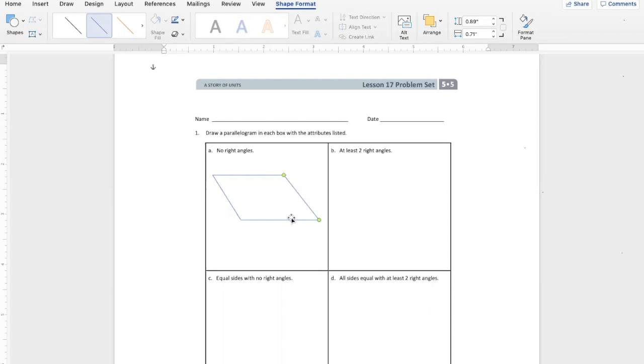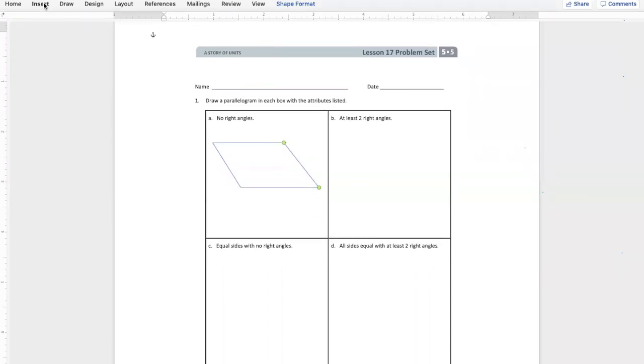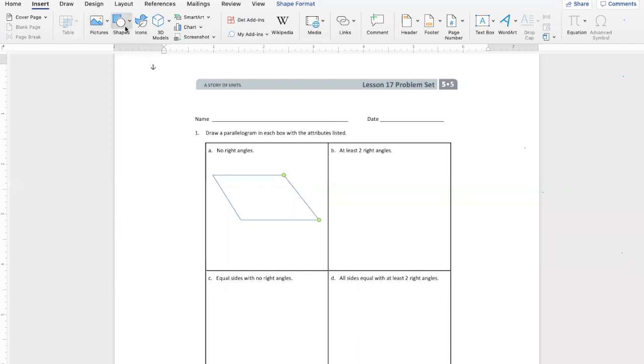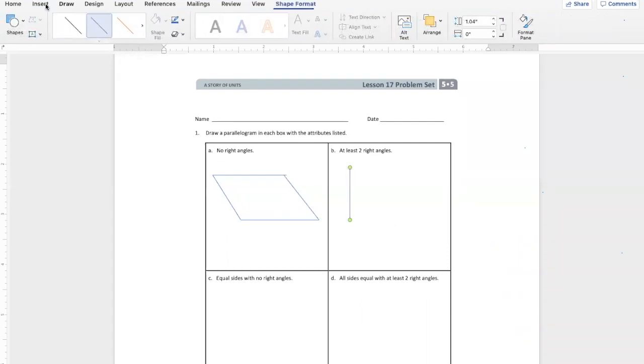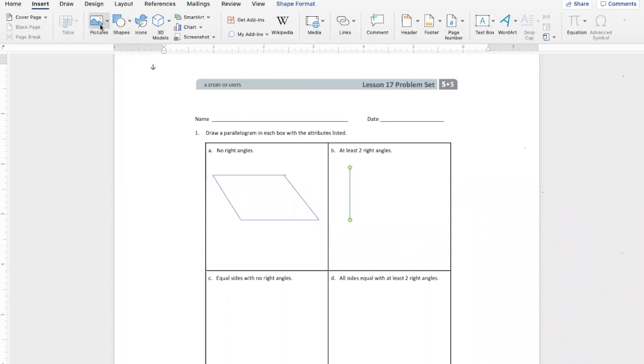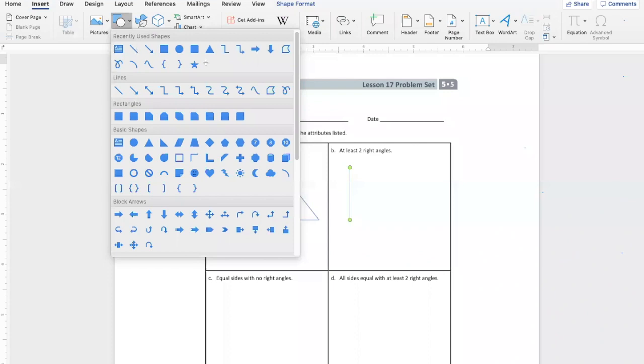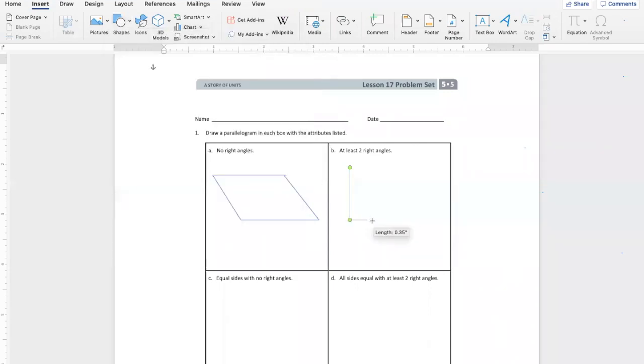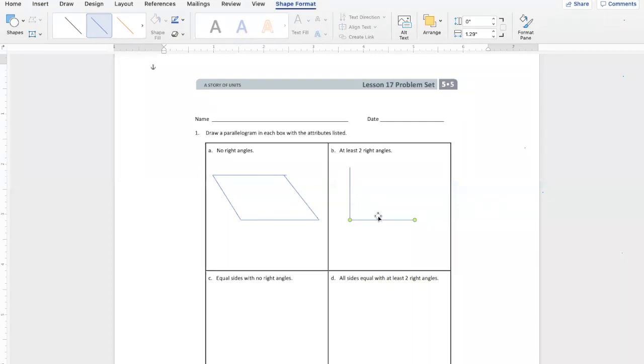If I were going to draw these with at least two right angles, let's go ahead and do that one. We know that a right angle is going to come down like this. Oops, let's see. And we'll insert another one. Oh, I clicked on the wrong thing. Let's make a right angle over here. Okay, there's our 90-degree angle right here.